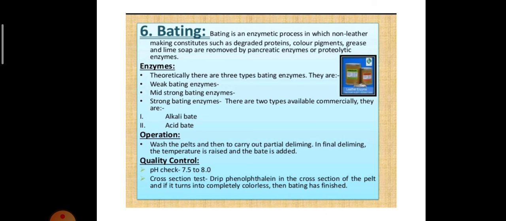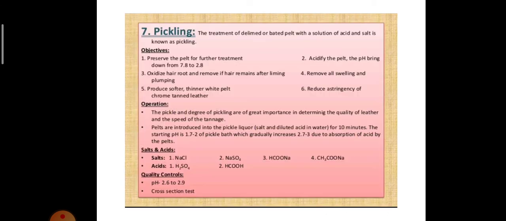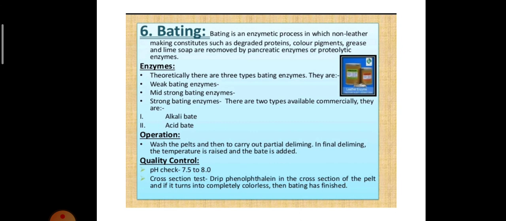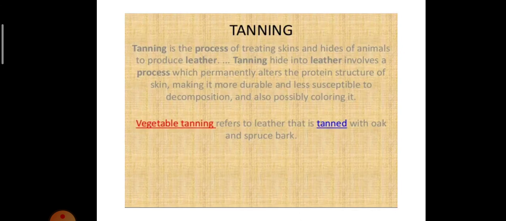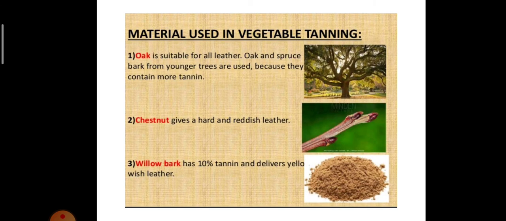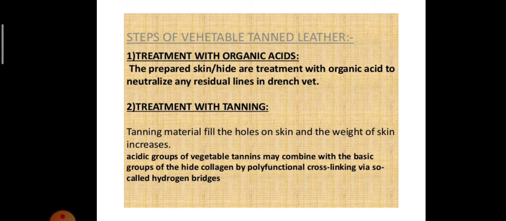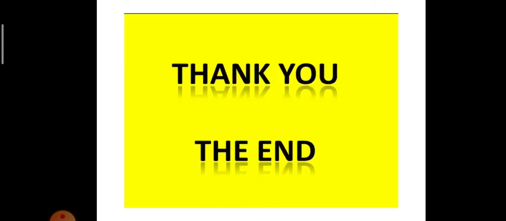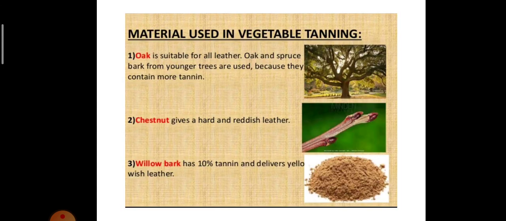The sixth one is the bating process. And then the seventh one is the pickling process. Then we pass on to tanning. Then the materials used in vegetable tanning, and the remaining things will continue in another class.